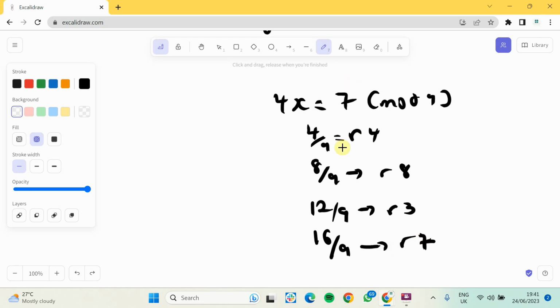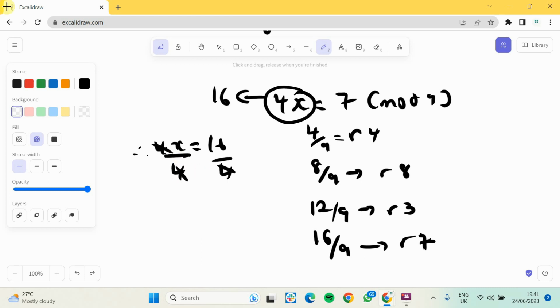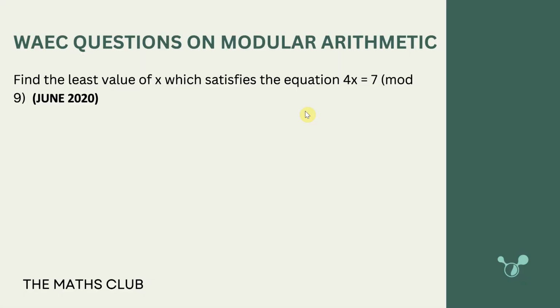So this is the least value that will give me 7 mod 9. So this place here, I'll replace it with my 16. Therefore 4x is equal to 16, and if I divide both sides by 4, my x is equal to 4. Remember again, this is actually a trick question. You might see 16 and be carried away, so ensure that you resolve it and get the right value of x. So our value is option D. Great.